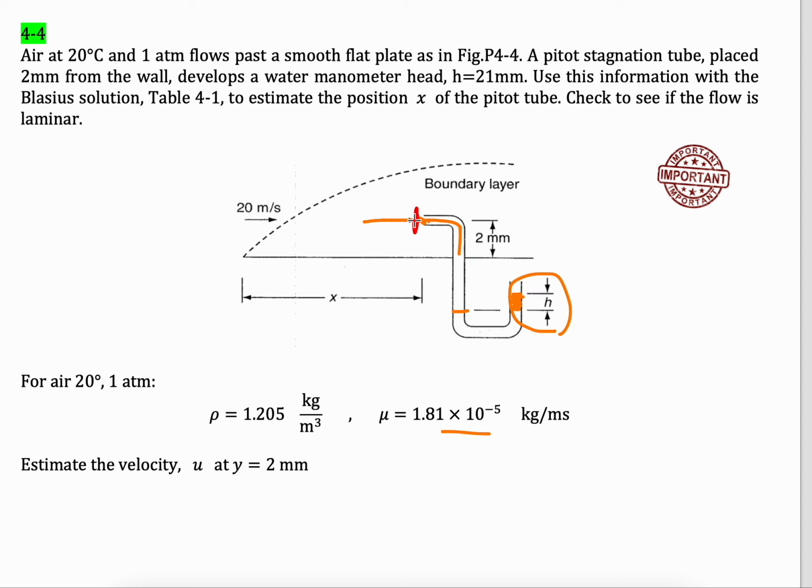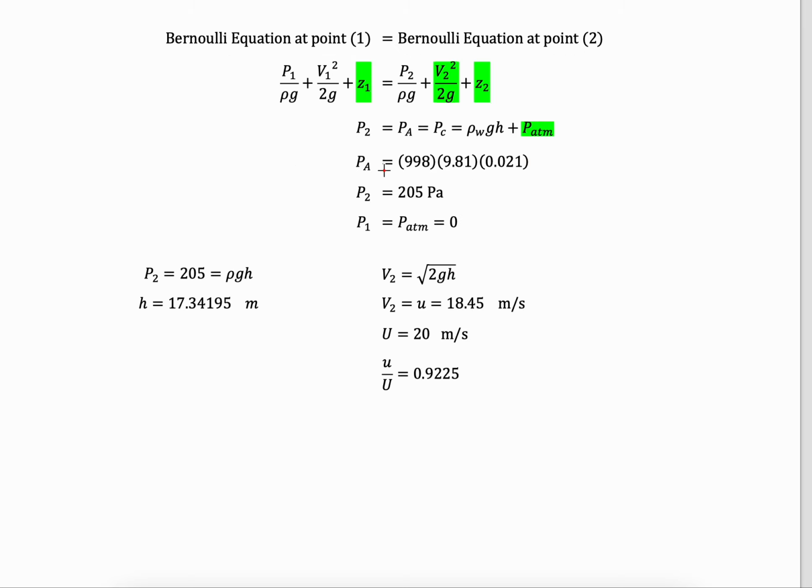Okay, so we could assume this by using the Bernoulli equation. Let's say the air flows from here to here. So let's say this is point number 1 and this is point number 2. And then we could write the Bernoulli equation for those points. Let's say we have P over rho g plus V squared over 2g plus Z. I think you already know the equation here.